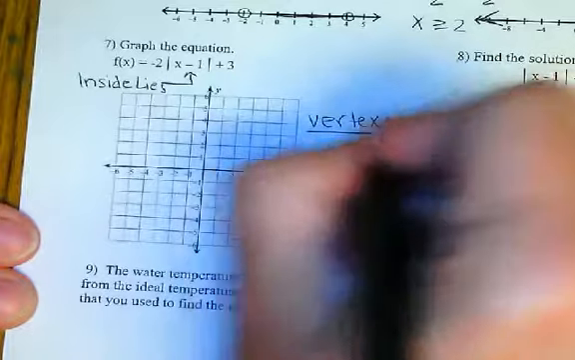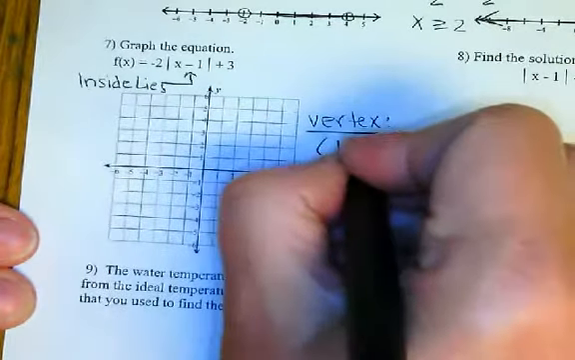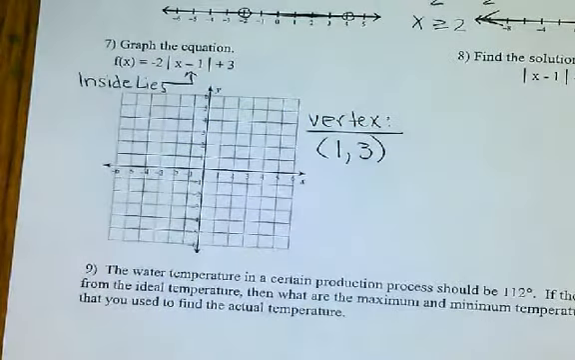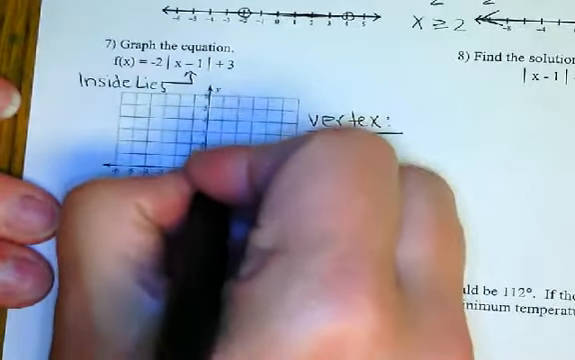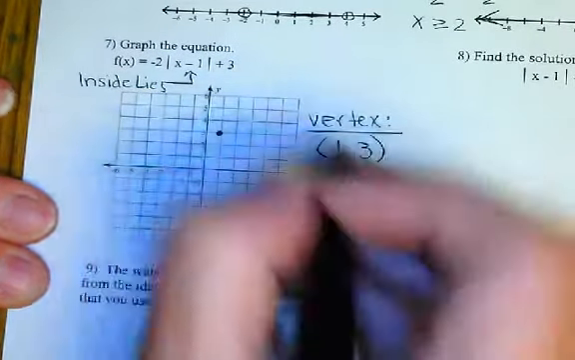All right, so the inside lies. So even though that looks like a negative 1, I know it's a 1. And I also know that's a 3. So 1, 3. So I'm going to put a point at 1, 3, because that's the vertex, most important point.